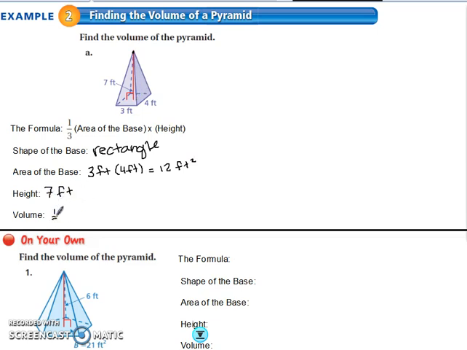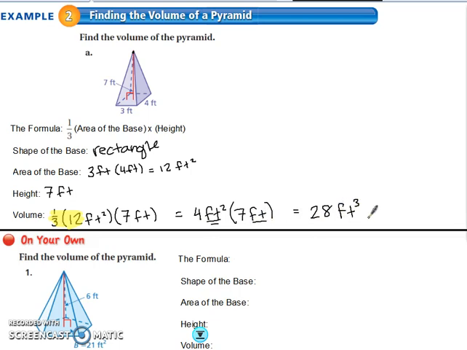So my volume is 1/3 times the area of the base, which is 12 square feet, times the height, which is 7 feet. 1/3 times 12 is going to simplify to 4 square feet. I still need to multiply by that 7 feet. 4 times 7 is 28. Feet squared times feet simplifies to give me cubic feet. So it will take 28 cubes that are each a foot big to fill in the interior of this pyramid.